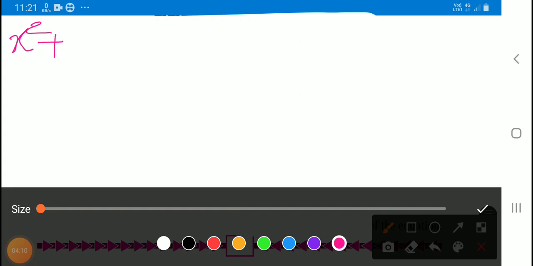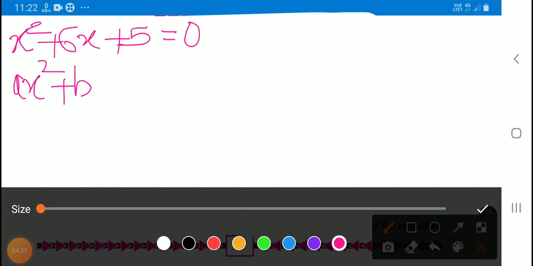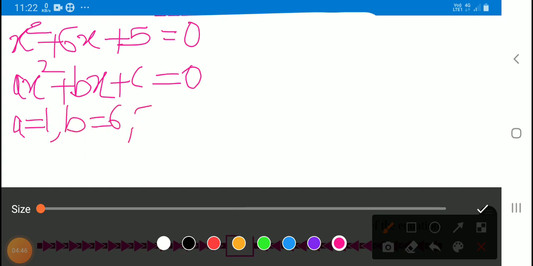x square plus 6x plus 5 is equal to 0. First of all we have to compare the equation with the standard form of a quadratic equation, that is ax square plus bx plus c is equal to 0. From this you will get the values of a, b and c. So here a is equal to 1, b is equal to 6 and c is equal to 5 by comparing both the equations.